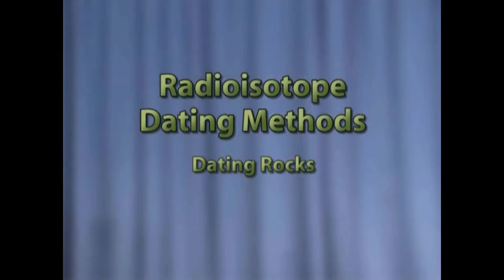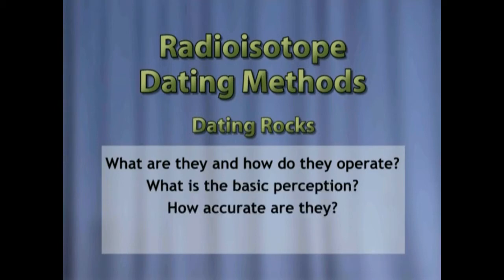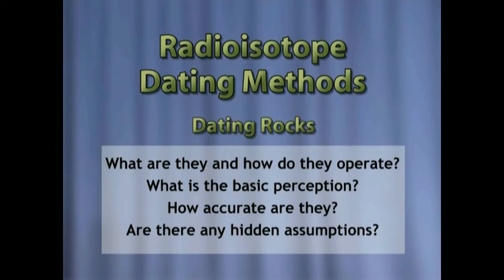Radioisotope dating methods. Now what we're going to look at is those methods that we use to date rocks. We just looked at the method for dating organic material, carbon-14. Now, how do we determine the age of the Earth? How do we date all these rocks? And what we want to look at is this: What are they and how do they operate? How do radioisotope dating methods work? What is the basic perception? How accurate are they? And are there any hidden assumptions? Didn't we just see a hidden assumption in carbon-14? Now, if that dating method does not work, and it's reported as an absolutely reliable dating method in our textbooks, can we trust the radioisotope dating methods? Well, let's take a look.